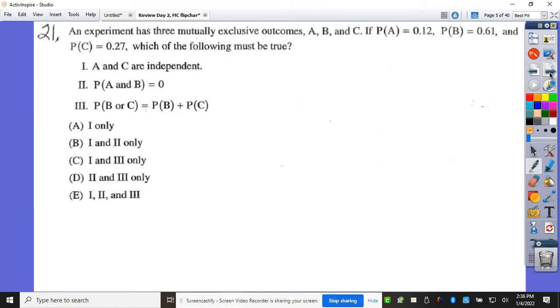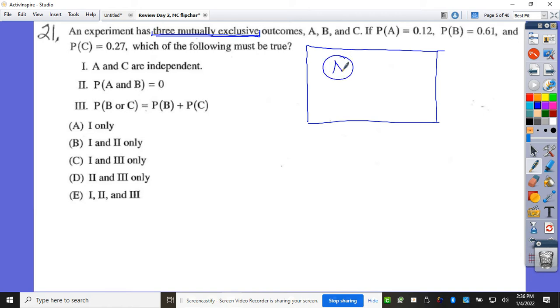Alright, so an experiment has 3 mutually exclusive outcomes. If I'm talking about different outcomes and I draw a box, what does that box represent? Population. The entire population, the entire sample space, all the possible outcomes. So if there are 3 that are mutually exclusive, visually, how do I put that here? 3 bubbles that are not touching each other at all. And there can still be things that aren't A, B, or C in that sample space. And we've got different numbers to go with them.